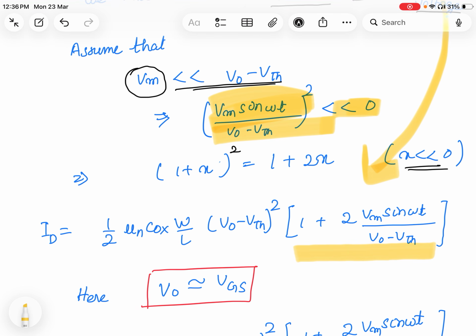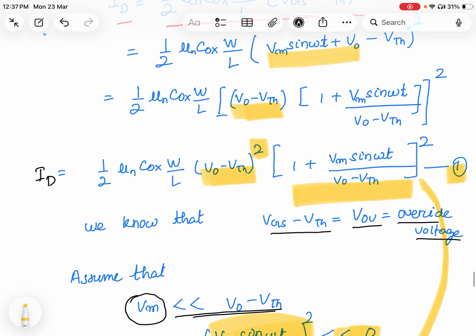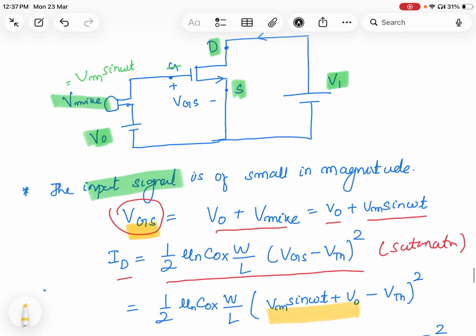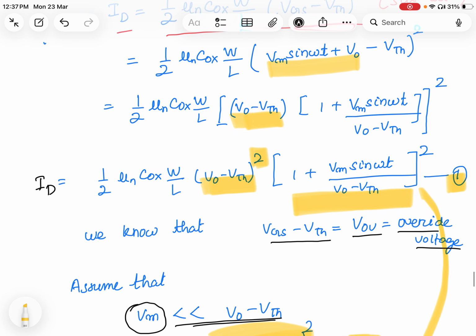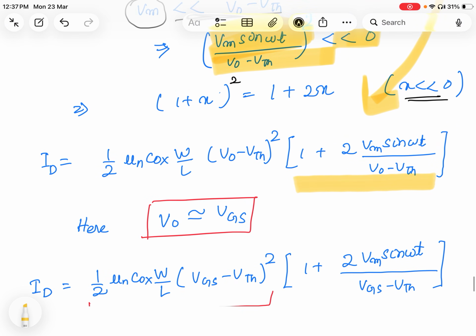So now our drain current came like that: 1 by 2 mu n Cox W by L (V0 minus Vth) whole square into 1 plus 2 into Vm sin omega t divided by V0 minus Vth. Okay. So from the beginning of the class, I told that this Vm sin omega t is very small compared to the V0. That means we can approximate that this VGS is equal to V0.